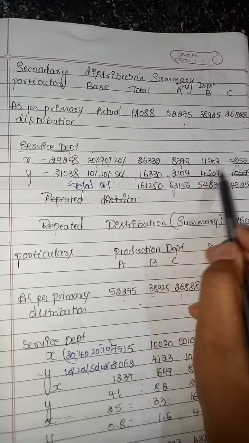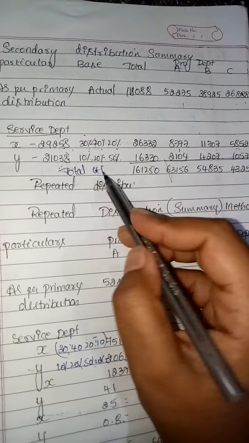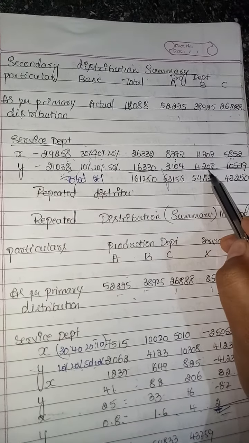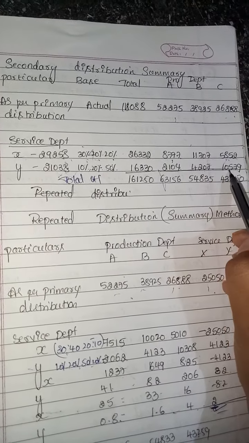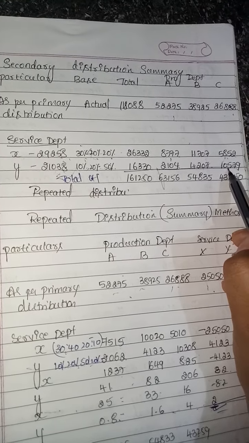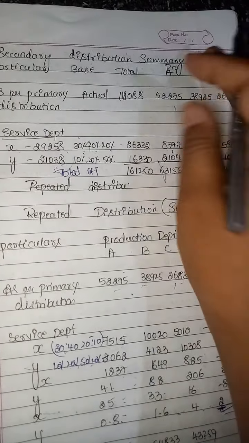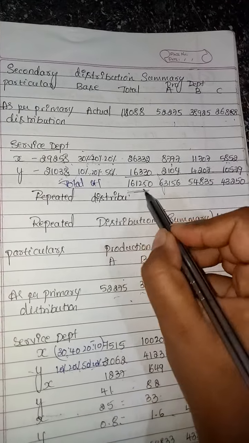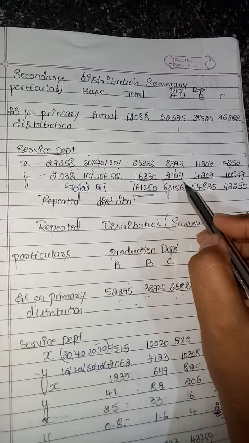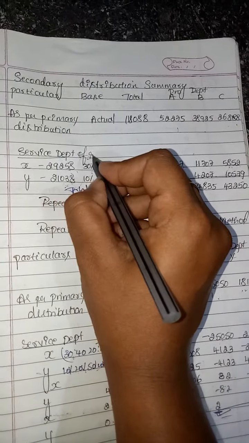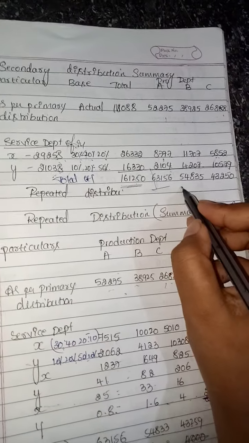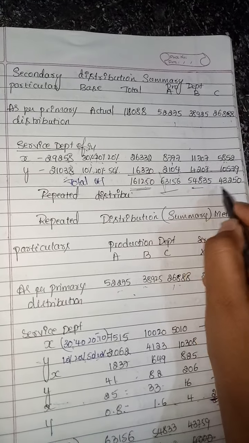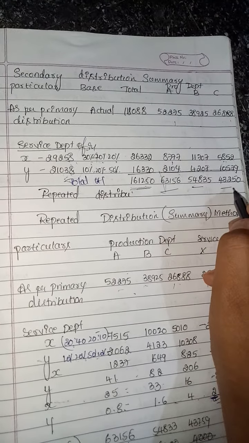For that we need to allocate the total to the production department. So 10% of this you will get 2,104. 20% of that you will get 4,207. 50%, so 10,579. So we need to add the total of the production department to the total. You will get the value 1,61,250, and from primary and secondary distribution of the service department rendered, you will get 63,156 to production department A, department B 54,835, department C 43,250.